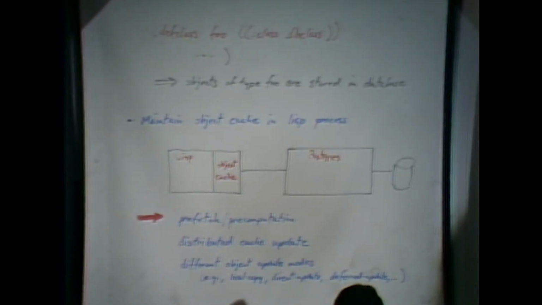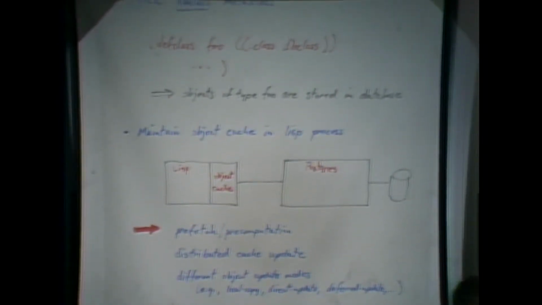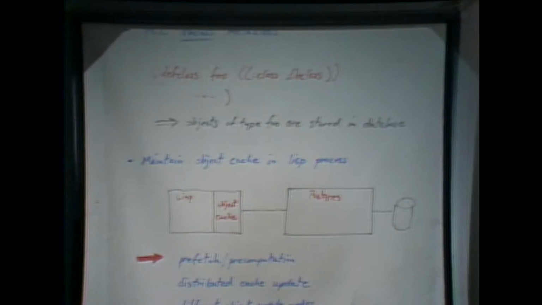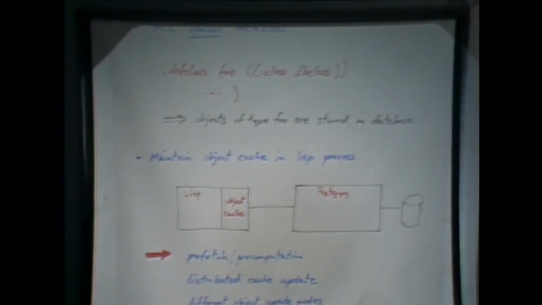Distributed cache update, and some ideas on transaction management for objects. So anybody who's interested in that paper on shared object hierarchies or Postgres, send me mail at Berkeley and we'll be glad to send you a copy of that design.